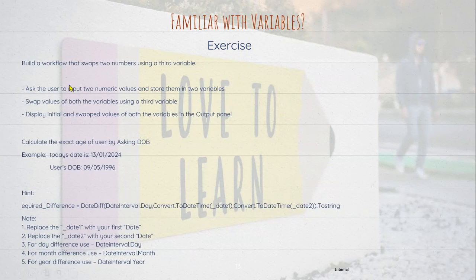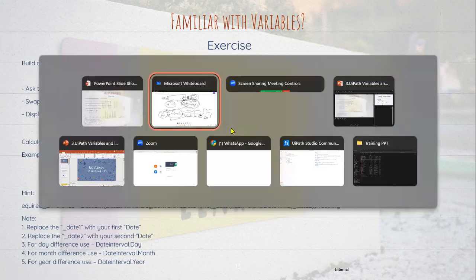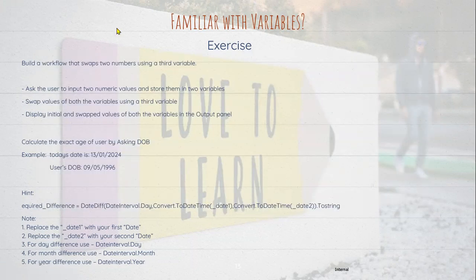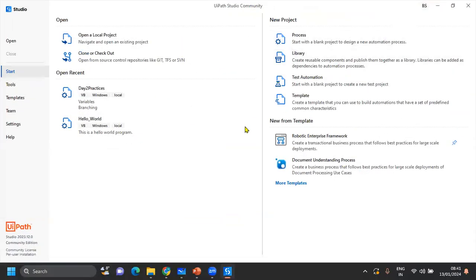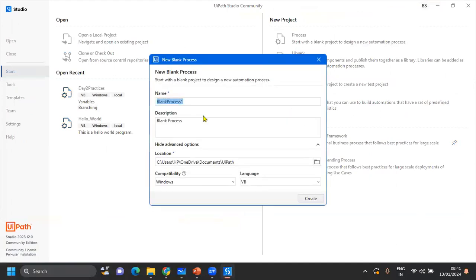I'm gonna build a workflow that swaps two numbers. Let me go to UiPath. So this is UiPath. I'm gonna create a process. You can create a simple process. Till now, we are not familiar with different types of workflows like sequence, flowchart, and these kinds. So we're gonna create a process.